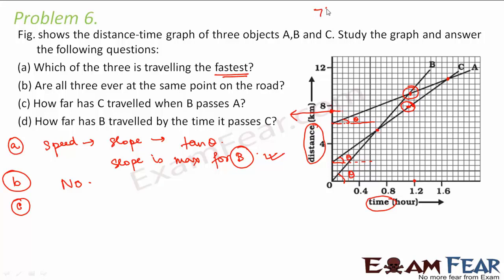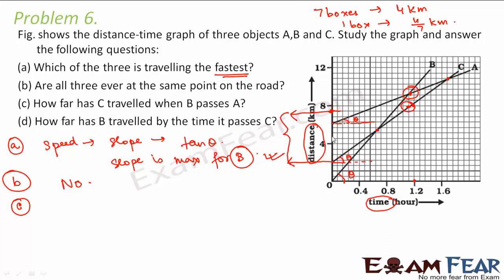So, that means 7 boxes represent 4 kilometers, right? That means one box will represent 4 by 7 kilometers, correct? So now if you see, this is where C will be at this point of time, and C started moving from this point. So that means this is the distance which C has traveled when B passes A.